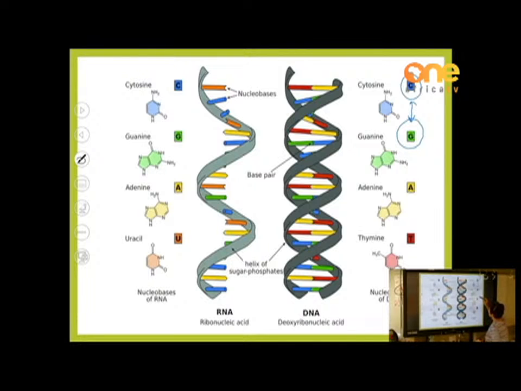Then I have adenine and thymine, which will link together. Okay, then I have an RNA strand, which is a single strand. And here I see, okay, cytosine and guanine resemble DNA, adenine resembles DNA, but uracil is a different nitrogenous base or nucleobase that I find on RNA.